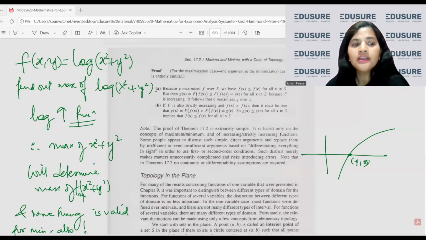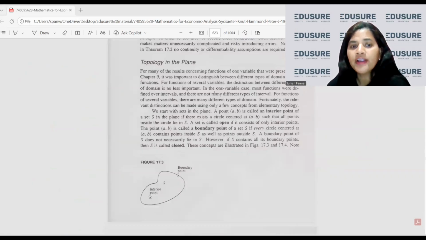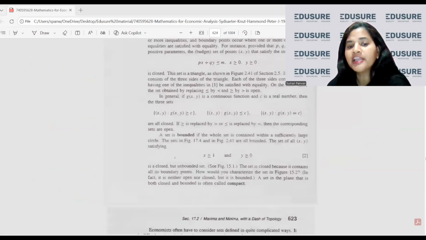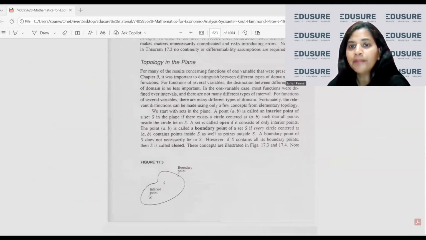Now let us talk about topology. When we talk about topology in mathematics, topology is all about sets and points. I will be talking about topology in the plane right now, and I will be explaining some concepts. Let me start with one dimension and then I'll come to the plane.